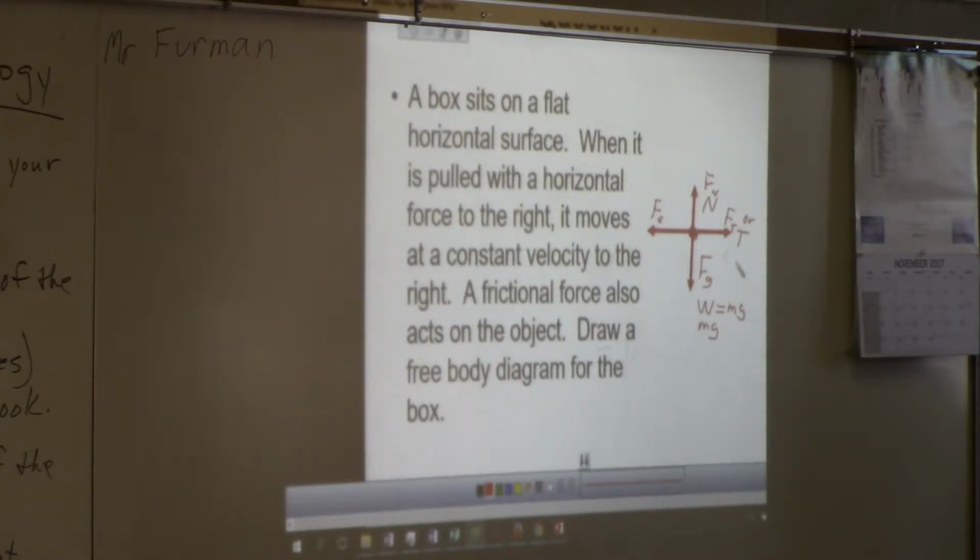Constant velocity means there is no net force. Obviously there are forces acting on this, but constant velocity gives us the up equals down, left equals right. So the length of these arrows should be approximately the same, based on how I drew it. If it's accelerating to the right, then I would draw my tension force a lot longer than my frictional force, indicating that there's more force to the right than there is to the left.